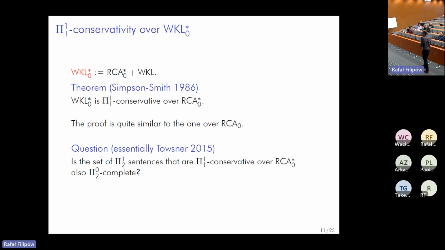Is the situation here somehow different from the situation where you had Σ₁ induction? It is clear that there are other sentences other than weak König's lemma that are Π¹₁ conservative over RC0*, but one wonders whether the variety of them is so great as over RC0.